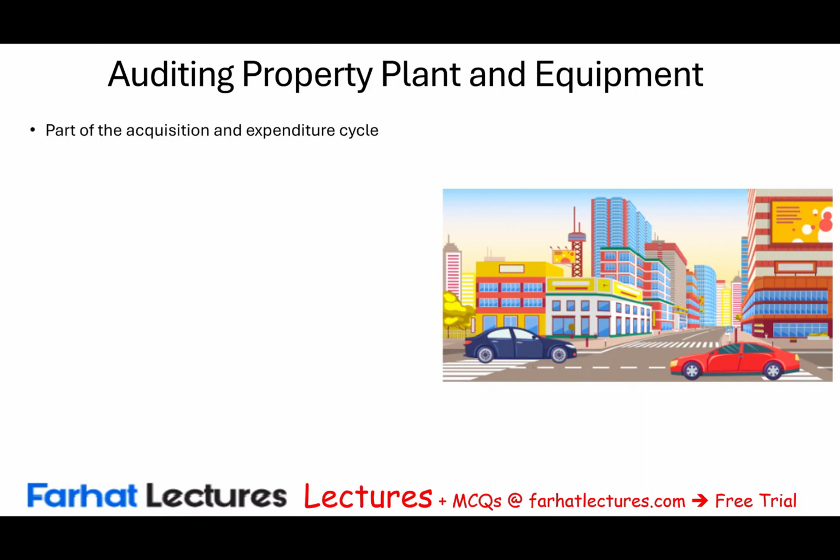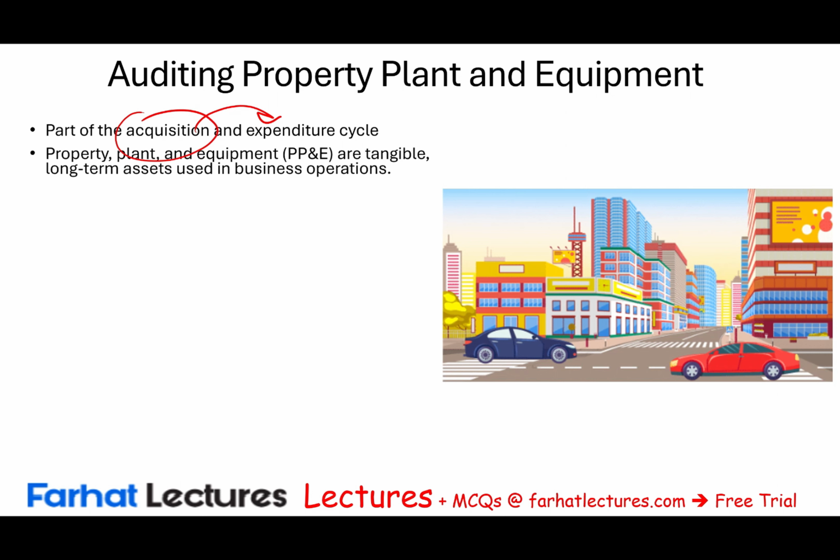Part of the acquisition and expenditure cycle is the auditing of property, plant, and equipment. Of course, when you buy property, plant, and equipment, it's part of buying and paying for those expenditures. However, property, plant, and equipment are a little bit different than other assets. They're a bit different than inventory. They're a little bit different than supplies. Why? Because you don't buy them on a regular basis. You buy them sporadically and they involve a large amount of money.